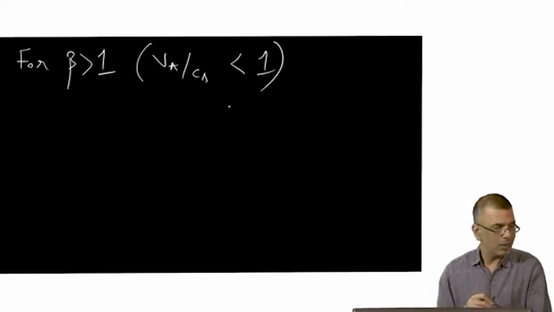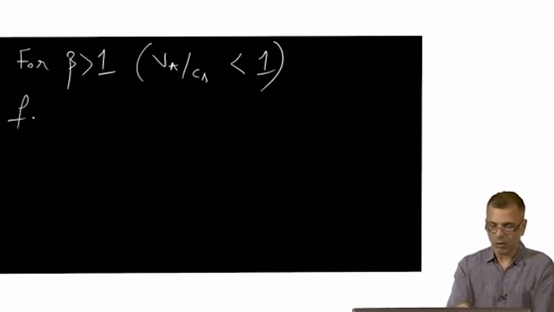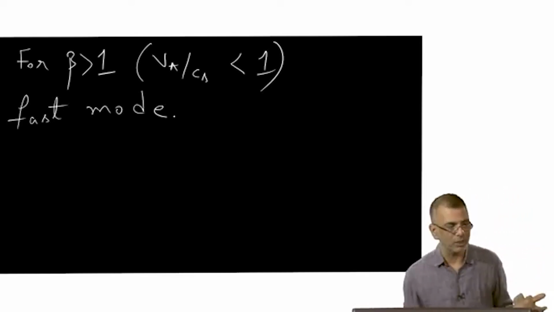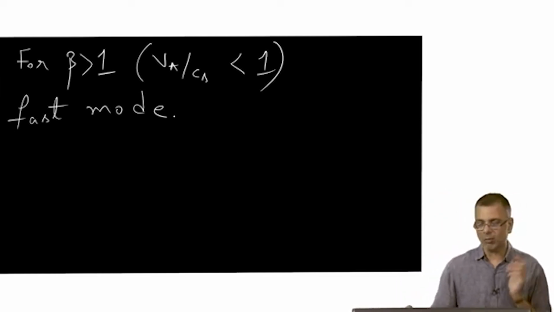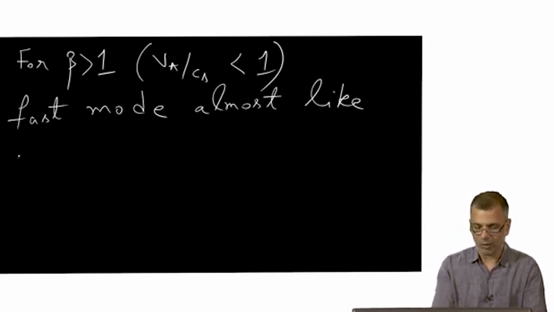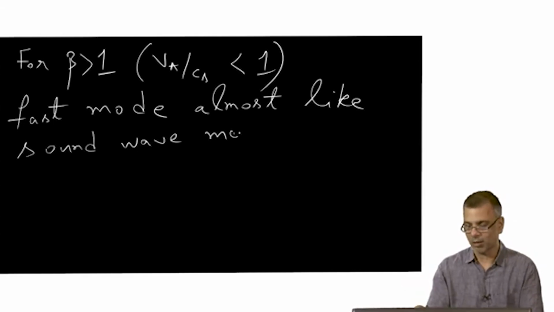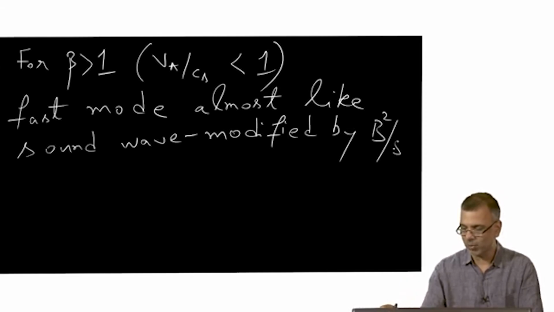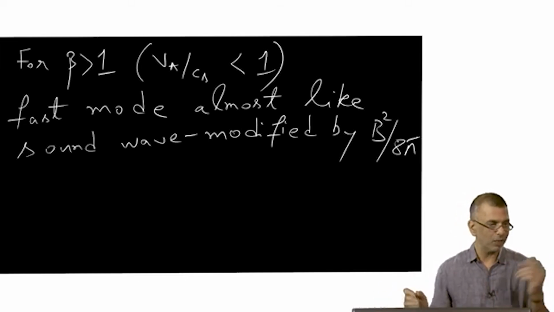less than 1, the fast mode, when I say fast mode, I mean fast magnetosonic mode, is almost like a sound wave, modified a bit by magnetic pressure. Almost like a sound wave, except it's modified by B squared over 8 pi, the magnetic pressure.